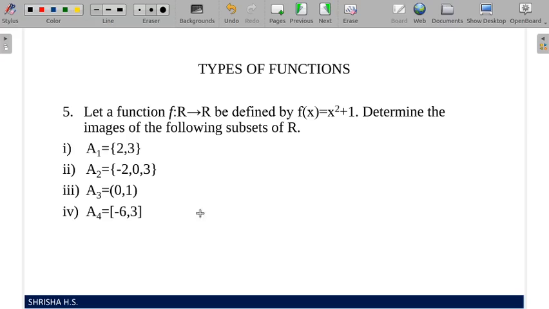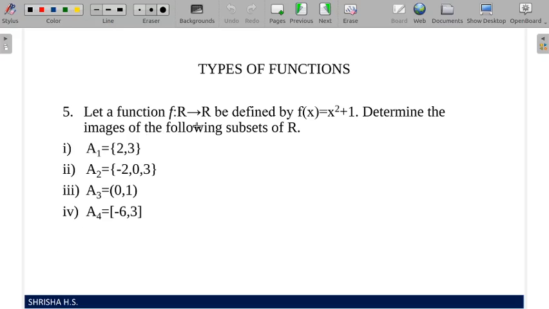So in the fifth problem, we have to determine the images of the following subsets of R. Determine the images of the following subsets of R. So when you determine the images, it means that you should apply x square plus 1 and also find its range, because it's called images of the following subsets of R. They are given as subsets, you have to write the images. This also says that first you have to calculate what is f, and along with that you have to calculate the range also.